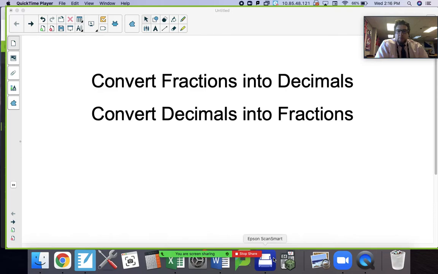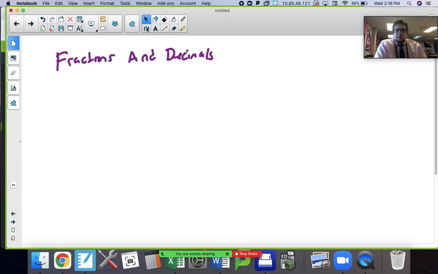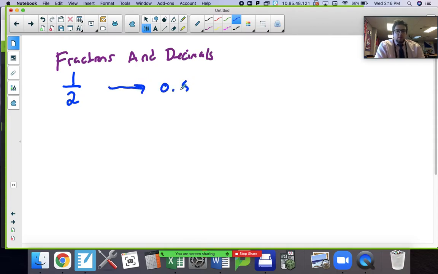In class, we did converting fractions into decimals and decimals into fractions. The first thing to know about fractions and decimals is that they convey the same information. So when you have a fraction 1 over 2, that becomes a decimal, 0.5. That means the same thing. They're written in two different styles so we can use them in different ways. 1/2 might be an easier algebraic use, while 0.5 might be a better practical use.